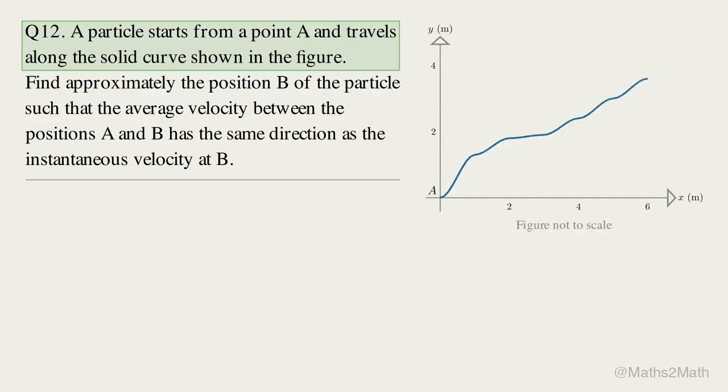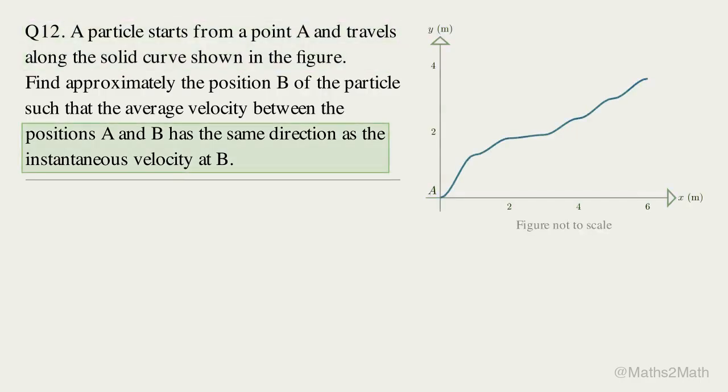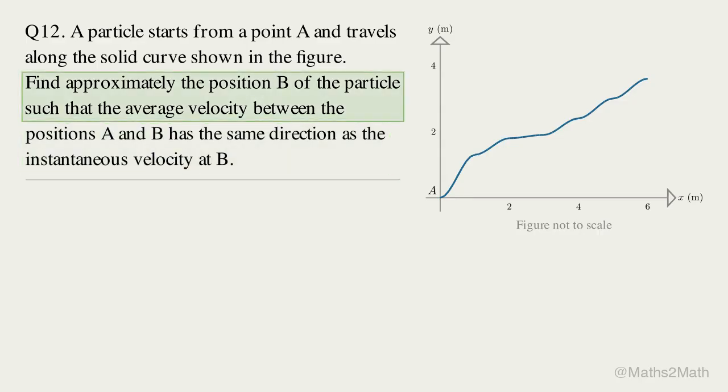Question 12. A particle starts at A and travels along the curve shown. Find the position B, where the average velocity from A to B points along the instantaneous velocity at B. What does this mean? The average velocity points along the chord AB. The instantaneous velocity points along the tangent. We need the chord parallel to the tangent.